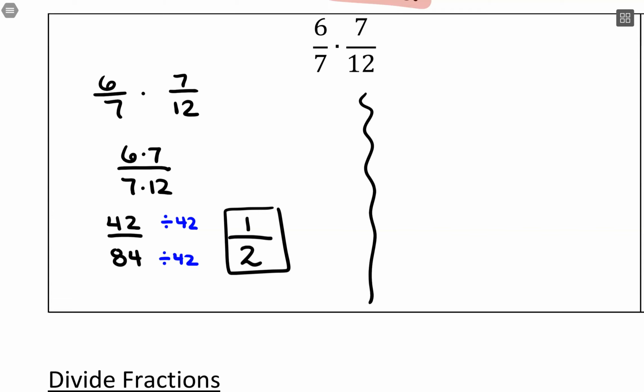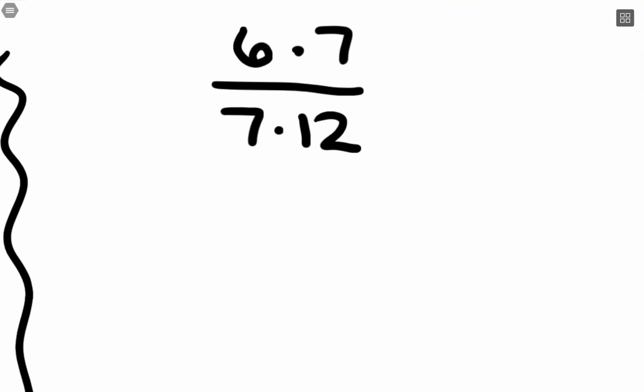Now, as you can imagine, as these numbers get more complicated, so does this fraction here. It can get very messy. It can be hard to determine what values can divide out from both the numerator and denominator. And that's where I want to show you another way of going about it. So what we could do is go to that stage of where we have 6 times 7 over 7 times 12. And what we can do in this stage is simplify.